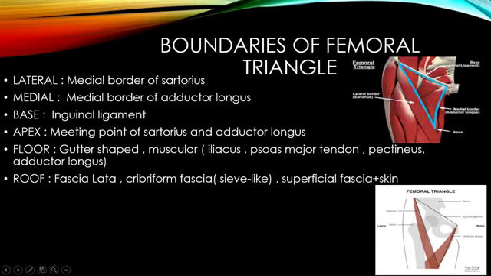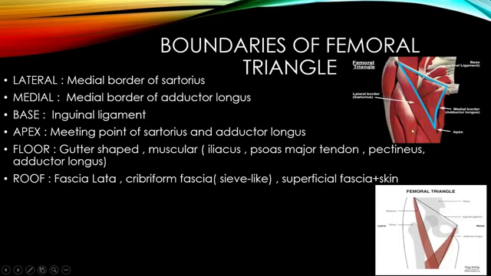And then we have the floor of the femoral triangle, which is gutter shaped, and it is made up of four muscles. That is the iliacus muscle. And then we have the tendon of the psoas major muscle over here, which is seen in white. And then we have the pectineus muscle. And then we have the adductor longus muscle.